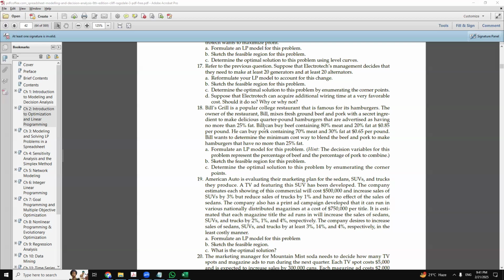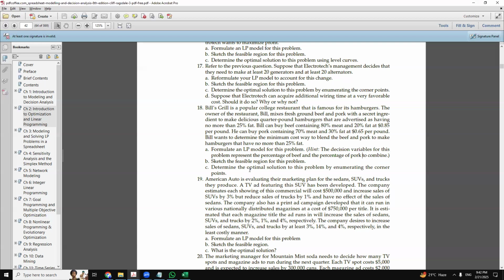So in this question, this paragraph has the constraints, and it is divided into three parts. First one is to formulate the LP model of this problem. And then they have provided the hint as well in this part. The decision variables for this problem represent the percentage of beef and the percentage of pork to combine. Then part B is to sketch the feasible region, and part C is to determine the optimal solution.